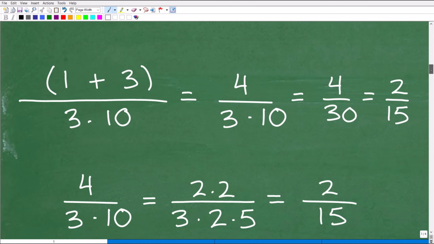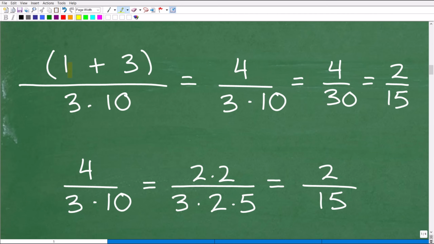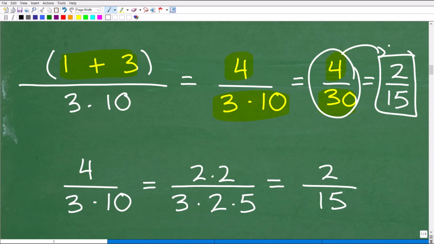So let's take a look at a couple of things you could do. You could say, okay, 1 plus 3, I'm going to do what's inside the parentheses first, order of operations. That gives me 4 over 3 times 10. And 3 times 10, of course, is 30. So I have 4 over 30, and I can reduce that fraction down to 2/15. If you had this as your final answer, that's good. However, remember, you always have to simplify your final answer. If this is the general path you took to get there, that's excellent.